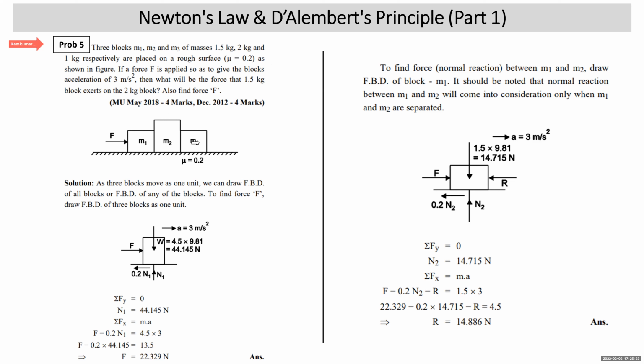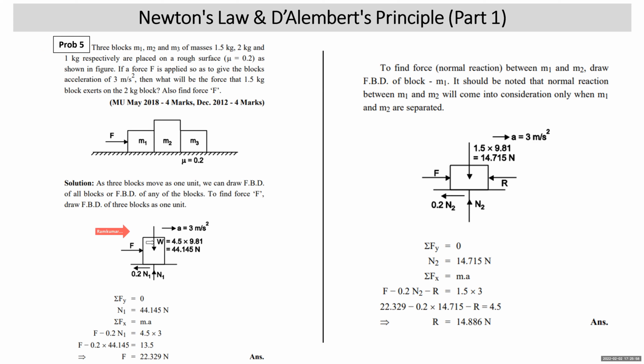Also find force F. Students, you have 3 blocks in contact, namely M1, M2, M3. M1 is 1.5 kg, M2 is 2 kg, M3 is 1 kg. You can draw the free body diagram of all the 3 blocks as 1 unit, or you can draw the FBD of any one of the blocks. If you draw the FBD of 3 blocks, the normal reaction between the blocks will not come into consideration. They will act as a unit. Whereas if you draw the FBD of any of the blocks, then the common reaction between the 2 blocks will also come into consideration. Initially, to find the value of F, we consider the free body diagram of 3 blocks as 1 unit.